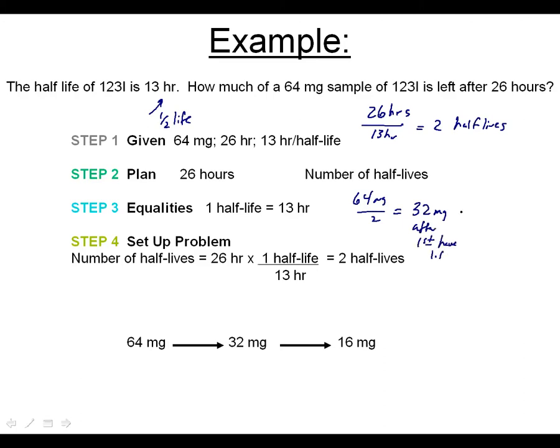Then if we divide this by 2, this will tell us how much is left after the second half-life, which would be 16 milligrams. And that's what we see here on the bottom. So when you're approaching these type of problems, what you want to figure out basically is how many half-lives it went through. And basically the simple way of doing it is divide by 2 that many times. So take 64 divided by 2 once, and 64 divided by 2 twice gets us down to 16.